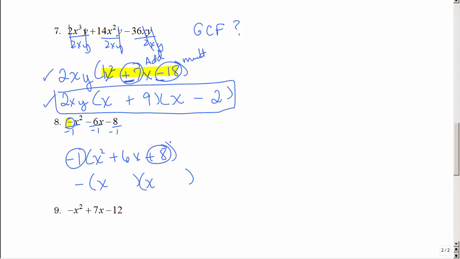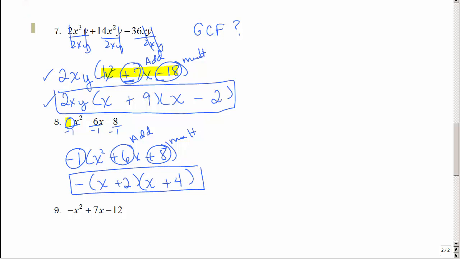So what multiplies to get positive 8 and adds to get positive 6? Plus 2 and plus 4. But I still had to have that negative, so when I multiply all of that out, I would get back where I started out with that had a bunch of negatives.